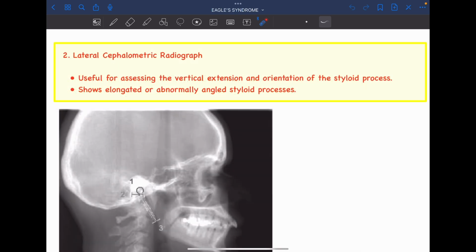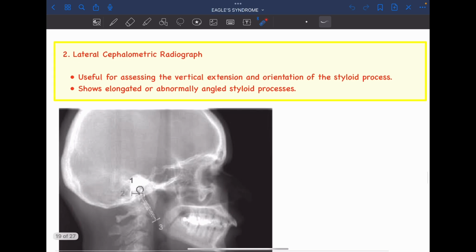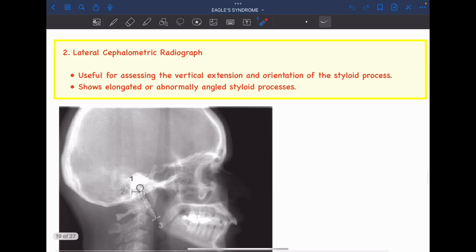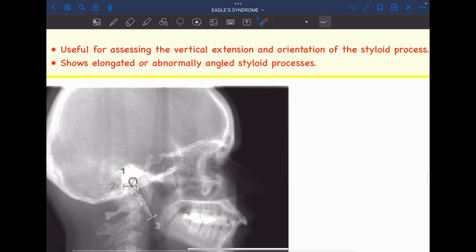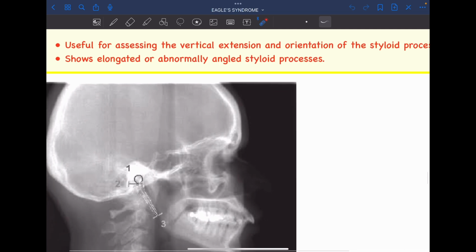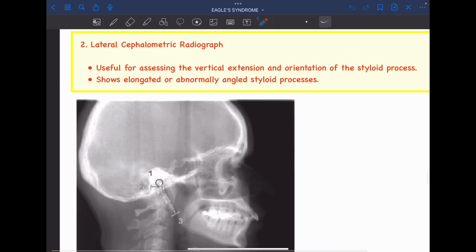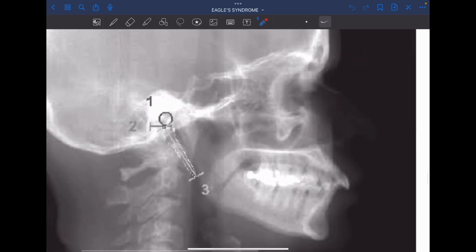Second imaging modality would be the LATCEPH or the lateral cephalometric radiograph. Now this is particularly useful for assessing the vertical extension and the orientation of the styloid process. Now it shows an elongated or an abnormally angled styloid process. Here you can see it. It is particularly important so that you can assess the vertical extension, and what it will show is an elongation or an abnormal angle of the styloid process. Here you can see the elongated styloid process.